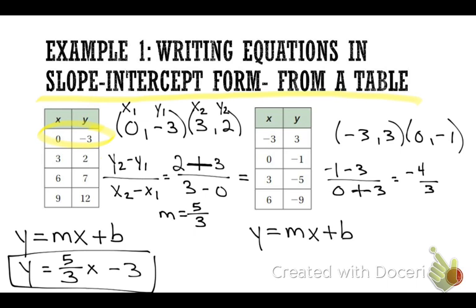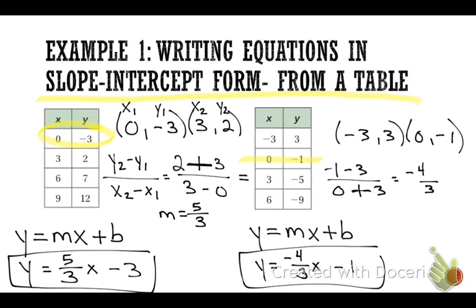Negative 4/3. Okay, so y equals negative 4/3 x, and then what's my b value? How'd you know it was negative 1? Because it's paired with the 0 for x. And remember, if the x value is 0 in an ordered pair, that means I don't go left or right. I just go down to negative 1 and plot my point. So it's minus 1, and that is my answer.